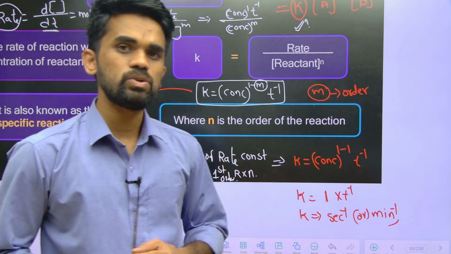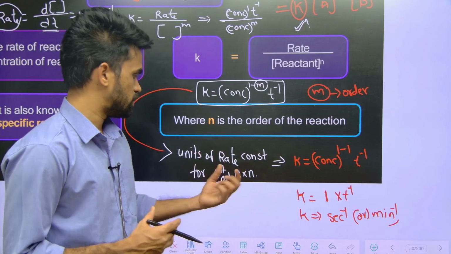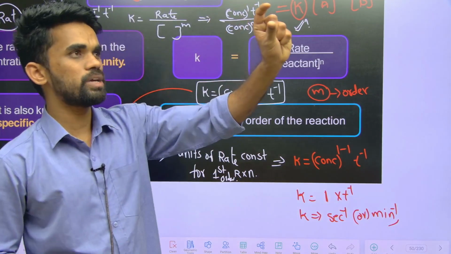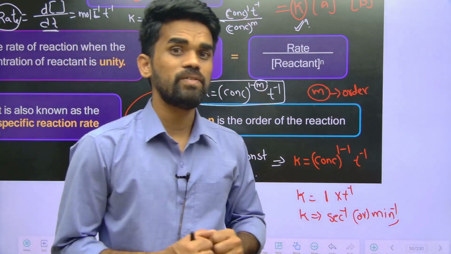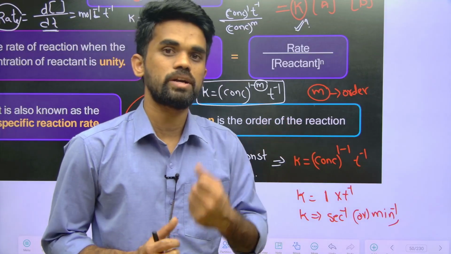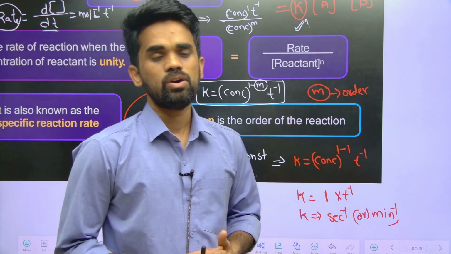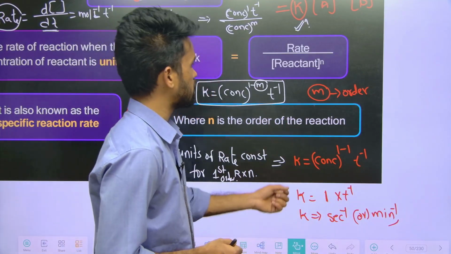So now what is the use of understanding this? Because by just looking at the rate constant units, we can identify which order that particular reaction is following. Okay, that is why I am saying this is important.